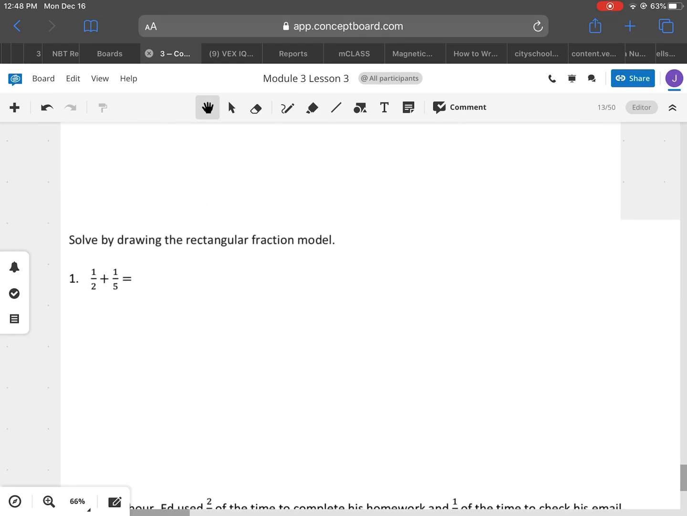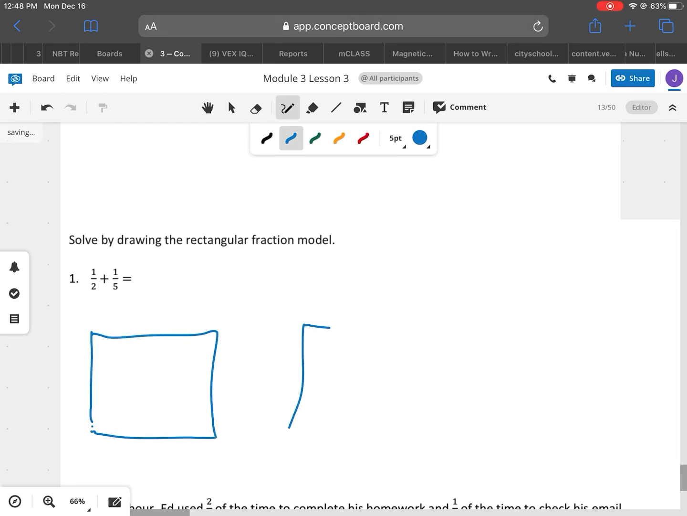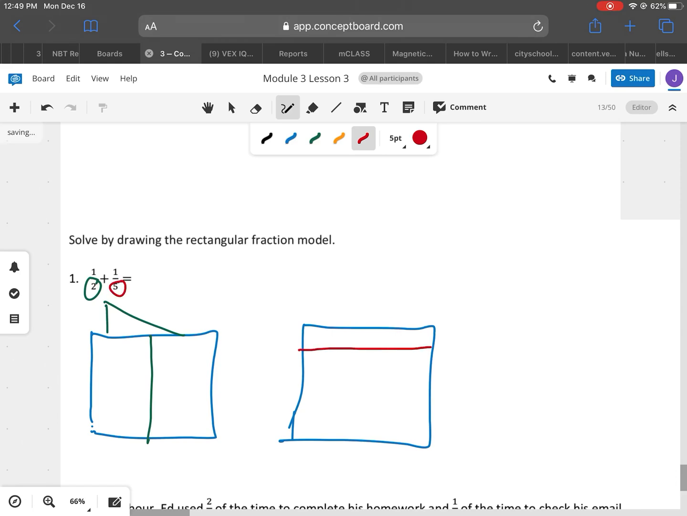It says, solve by drawing the rectangle fraction models. Boys and girls, this is easy. You draw a rectangle. Let me do it by hand. 2 of them, about the same size. First one, you're going to divide vertically. So this one I'm going to divide by 2 because it says here, so now I have 2 parts. Over here on this second one, I'm going to divide by 5. Now I have 5 parts and I'm going to shade in 1 part.